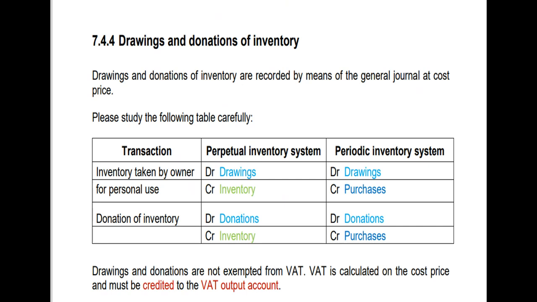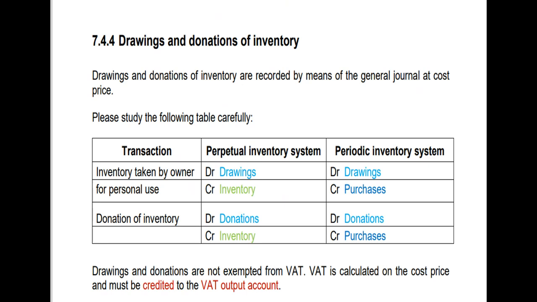Also here, they are just showing you it's there in your learning unit. They're talking about drawings and donation of inventory, and how it's recorded under each inventory system. If you're using a perpetual inventory system, when the owner takes inventory, what do you do? You debit the drawings, and then what do you credit? You credit the inventory.